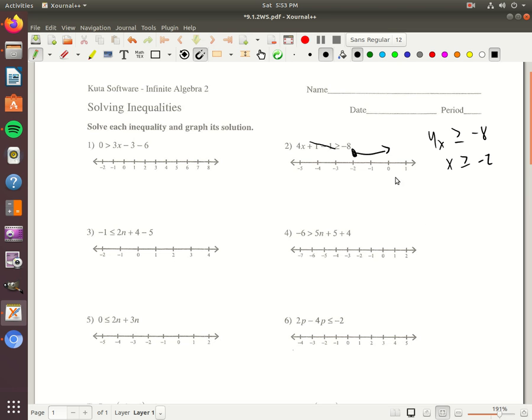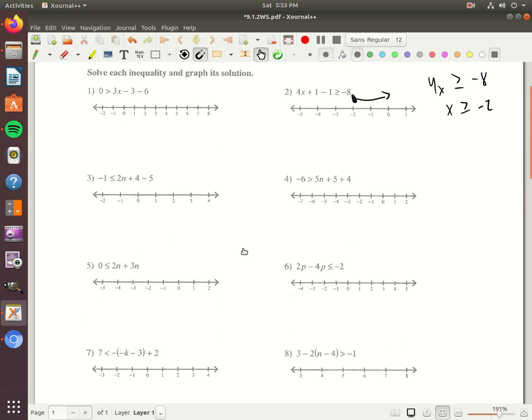Again, if you want to plug in like 0 just to make sure it works, if I go over here and if I plug in 0, it should be true, obviously. So 0 is 0, plus 1 is 1, minus 1 is 0. 0 should be bigger than negative 8, and it is. So I feel pretty good about that.